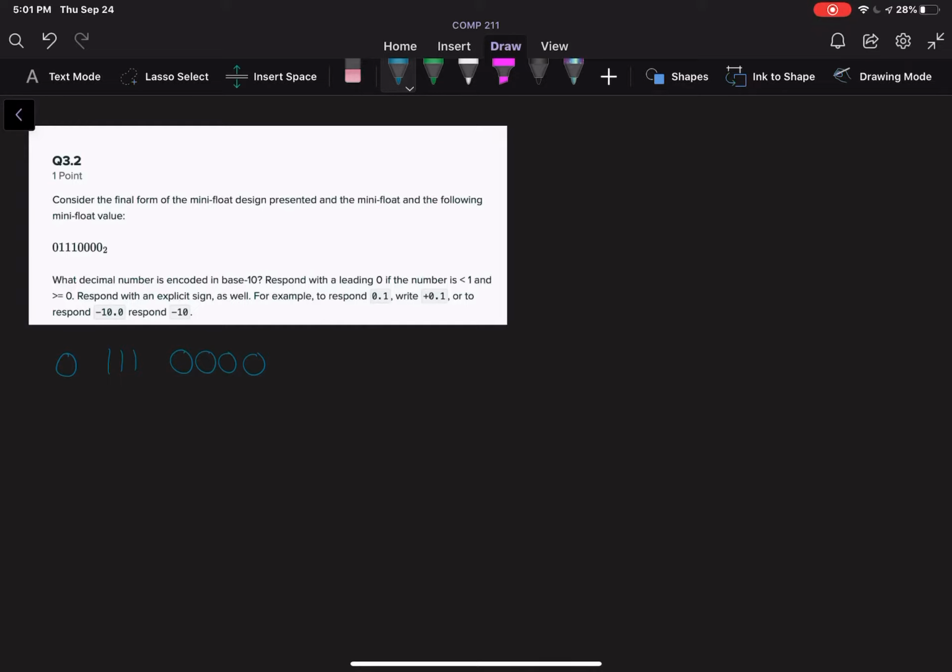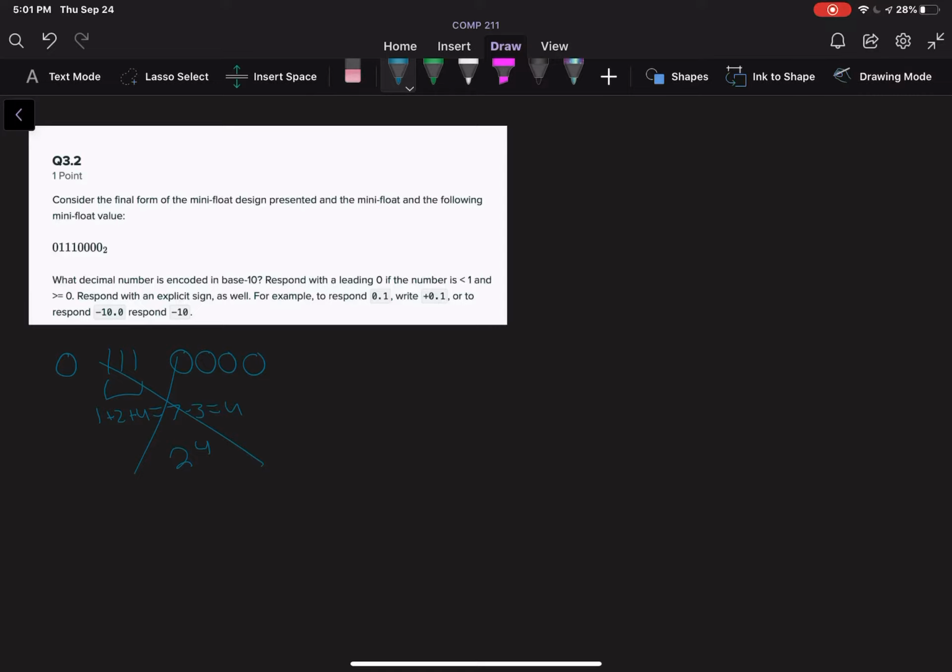So you might be tempted to go ahead and figure out what the value of this exponent is. That's 1 plus 2 plus 4, which is 7. And then you might want to subtract 3 for the bias. So we have 2 to the 4th as our exponent. But that's actually wrong in this problem, and that's because there are some special cases for Minifloat, and those are just by design.